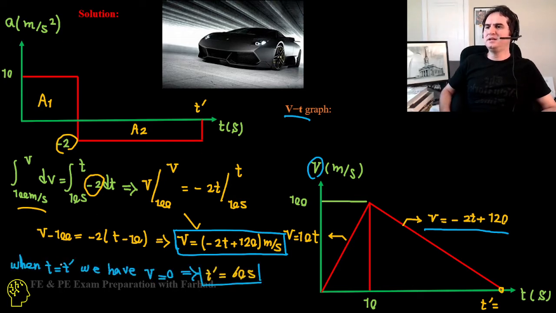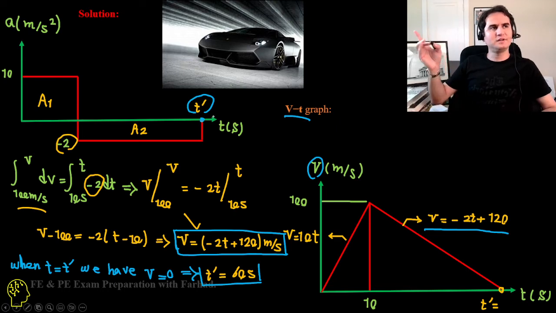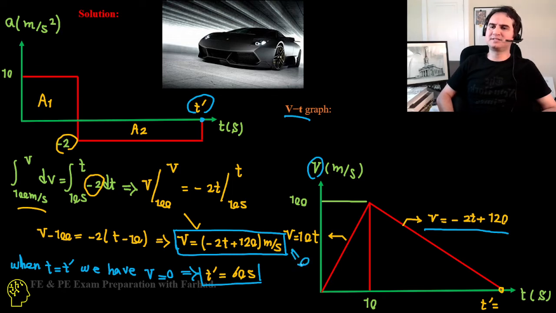So when t is equal to t prime, we have v equal to 0 because it just comes to rest. We want the time when it comes back to rest. So in that case, if you set this equation equal to 0, it just gives us t prime is equal to 60 seconds.